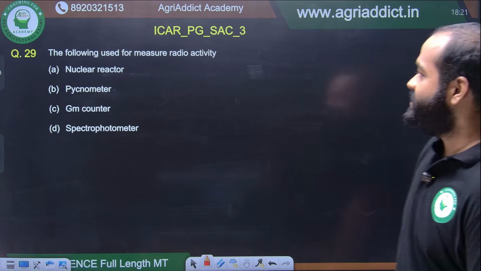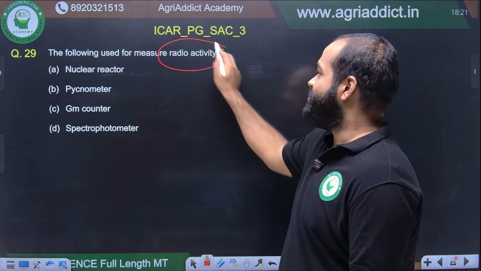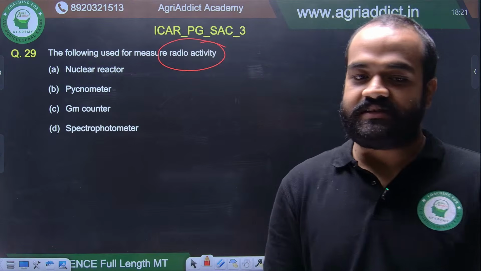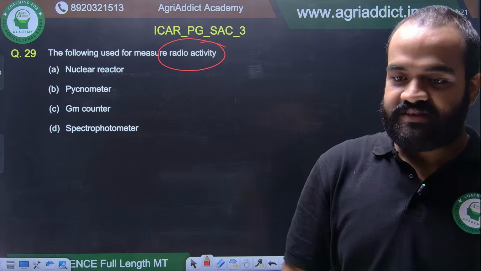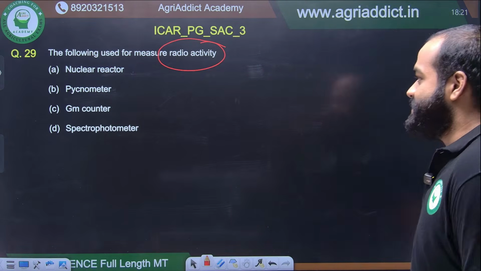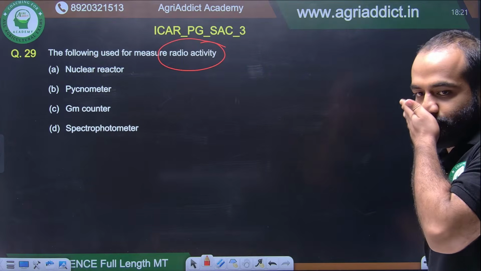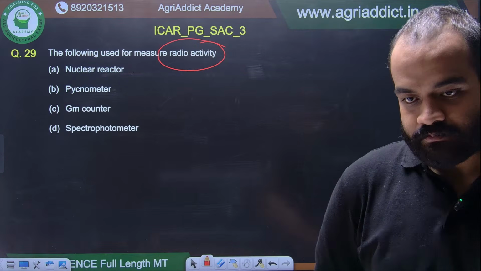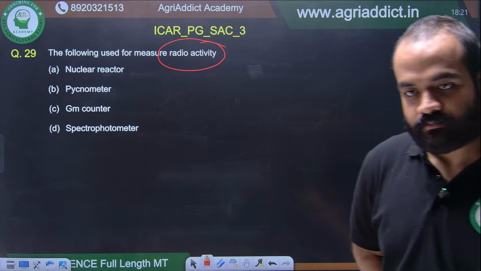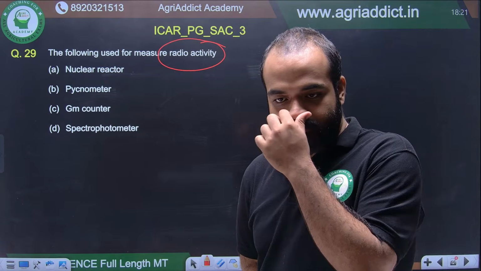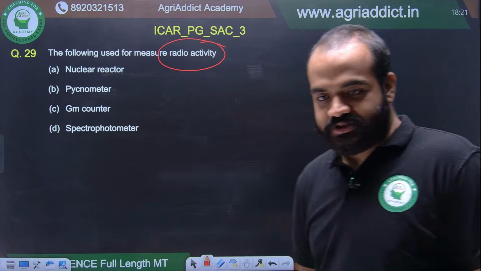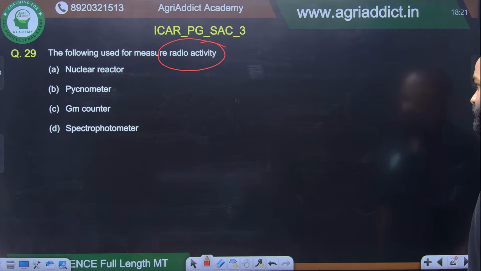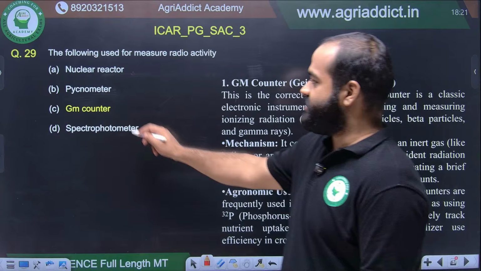The following is used for measurement of radioactivity. Radioisotopes and radioactivity is also very important for JRF, physical science JRF. I must say that. So, tell me the answer for this. Yes, Aishwarya. Yes, Saman, Spurti, Vipin Yadav. Every one of you is correct. It is called GM counter.